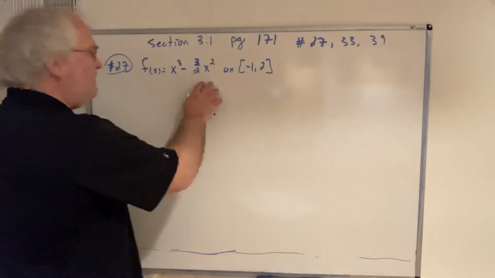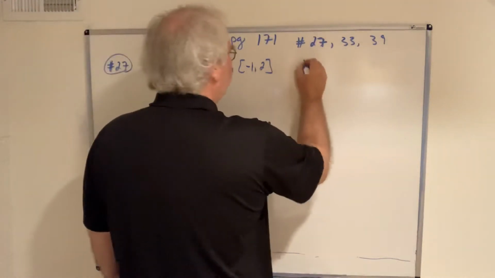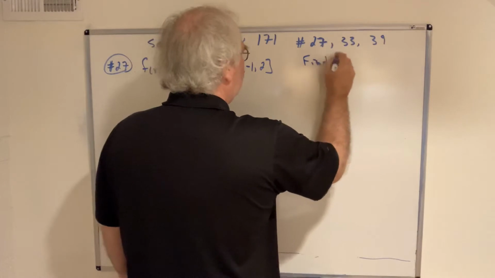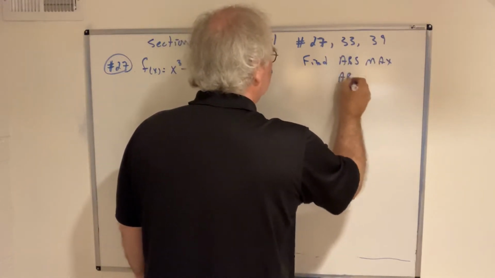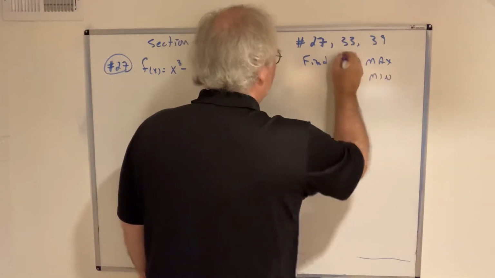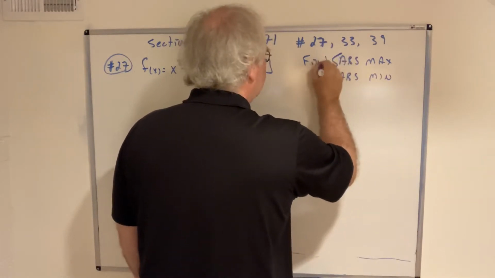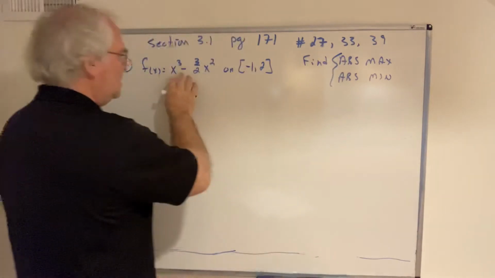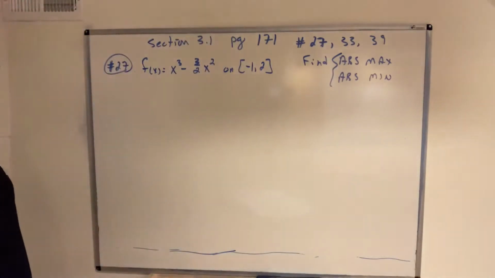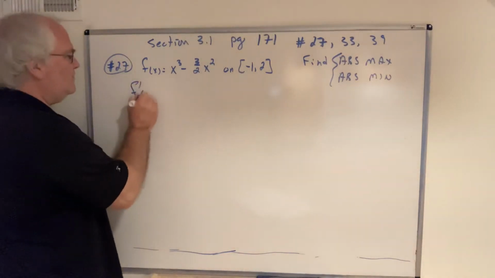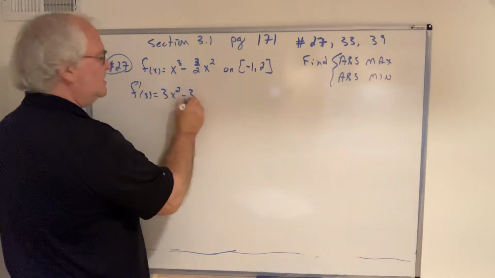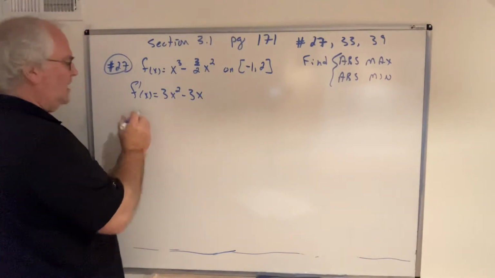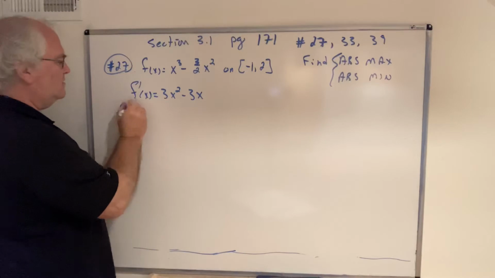We're finding the absolute max and absolute min. We're going to find those values. These are continuous functions on a closed interval. So we have to find the derivative. The derivative here is 3x squared minus 3x. And we're going to find the critical values.